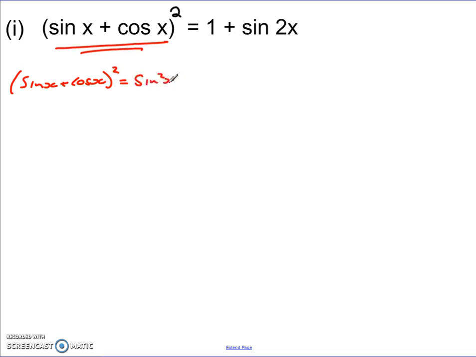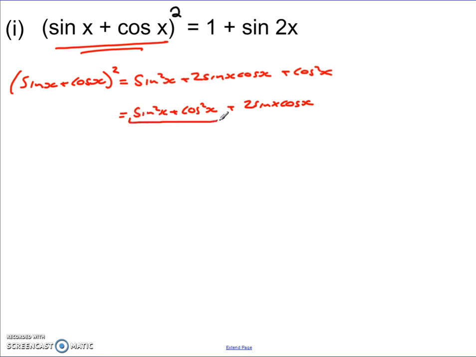Doing that, we get sin²x + 2 sin x cos x + cos²x. Now, we can group bits together. So if we group the squares together, we've got sin²x + cos²x. We've then also got the plus 2 sin x cos x. And this is where your trig ratios and identities start to come into play. Sin squared plus cos squared, we'll need to remember, equals 1. That's something we got taught in National 5. And the 2 sin x cos x, well, that's one of the double angle formulae we've covered. 2 sin x cos x is the equivalent of sin 2x.